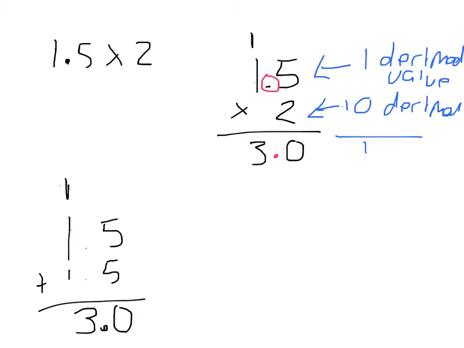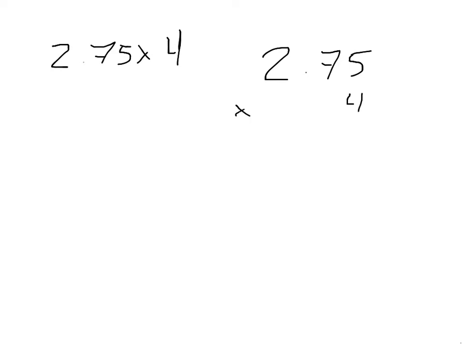Okay, let's try another one. Let's say that we have another number. Let's do 2.75 times 4. So we write it the same way. Times 4. 5 times 4 is 20, put the 0 and carry up the 2. 4 times 7 is 28, plus 2 is 30, put the 0 and the 3. 4 times 2 is 8, plus 3 is 11.